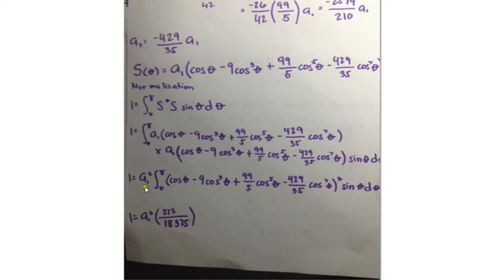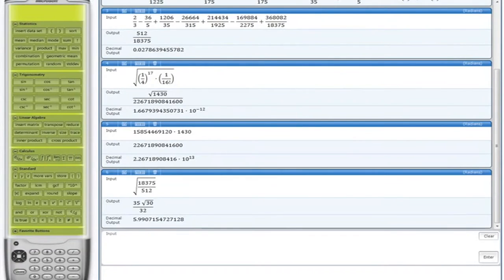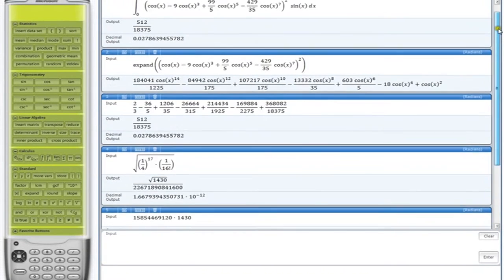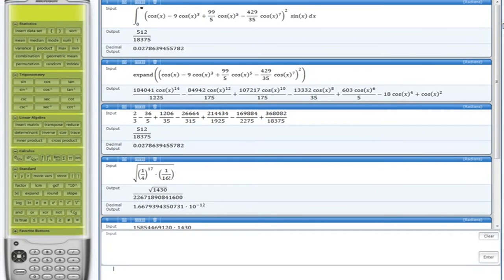1 is equal to a1 squared integral of cosine theta minus 9 cosine cube theta plus 99 over 5 cosine raised to 5 theta minus 429 over 35 cosine to 7 theta squared sine theta d theta from 0 to pi. So you can just input it to your calculator or the software that I'm using, which is Microsoft Math, a product of Encarta. Again, it is set to radians. Of course, we're using real numbers, not complex numbers.